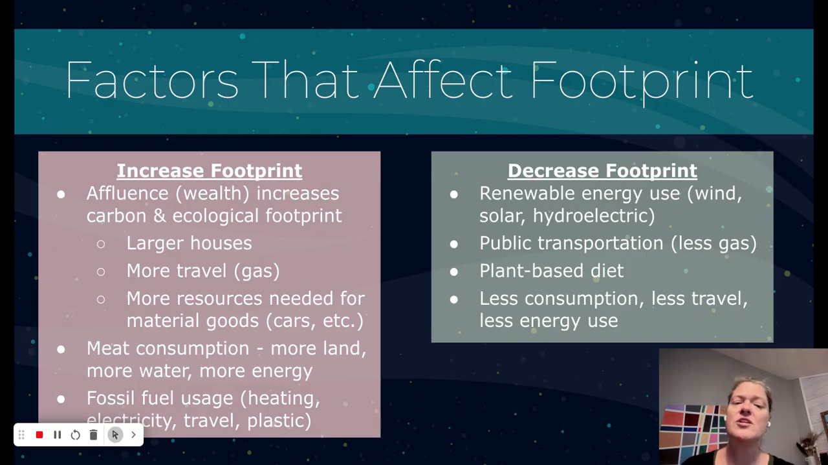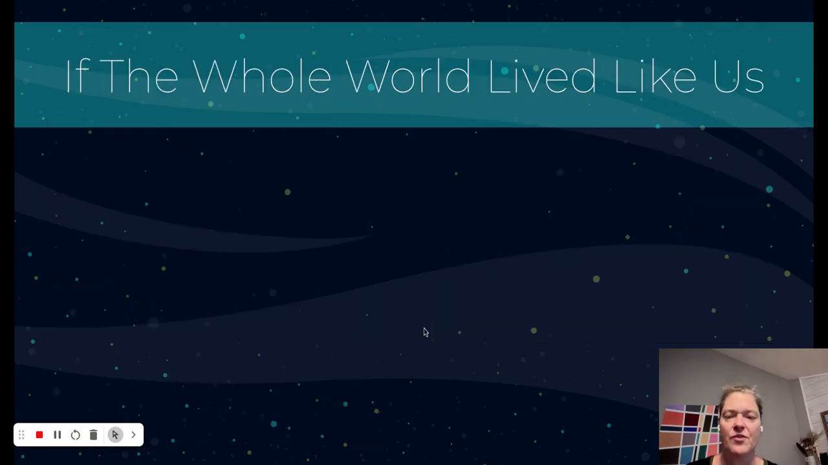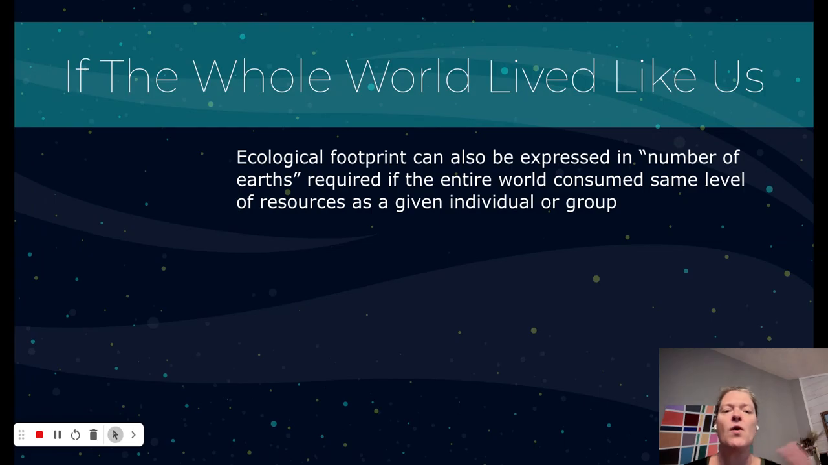And then you can consume less, you can travel less, you can use less energy. Just doing some simple things like turning off the lights in your home and unplugging devices when they're not in use, all of those things help to decrease your footprint. So, if the whole world lived like us, that's how we tend to express ecological footprints.